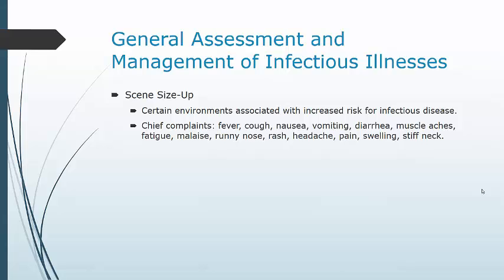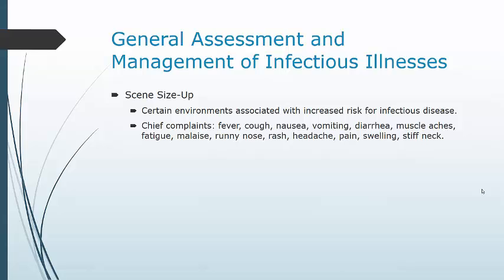Age also plays a part, as do general health status and behavioral risk factors like IV drug abuse. So when you respond to group homes, nursing homes, homeless shelters, correctional facilities, things like this where people live and interact with each other in a fairly confined space, just be aware that there's a possibility that the patient or other people there may have infectious diseases. They're at a higher risk already.